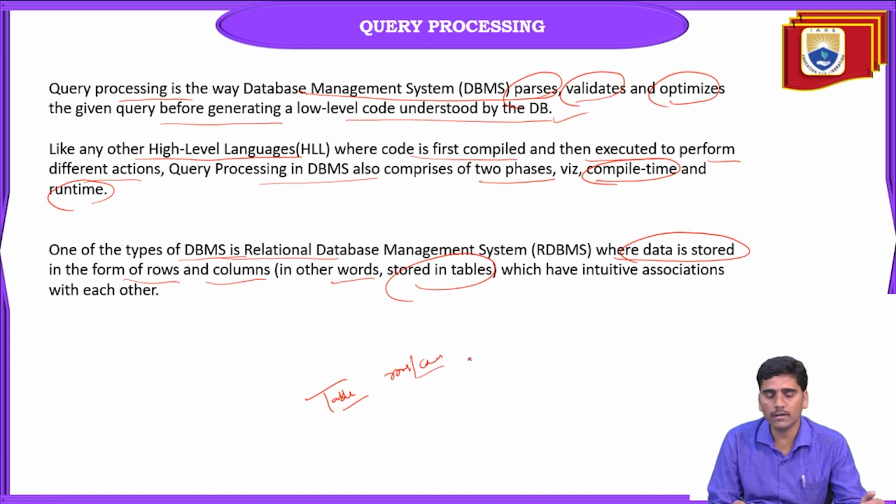It indirectly says that the data is stored in the form of both rows and columns, which have intuitive associations with each other. Here, query processing is the way the DBMS parses, validates, and optimizes a given query before generating low-level code understood by the DBMS. It also has the two phases, compile time and run time, like other languages. Those are the basic phases every language should go through.